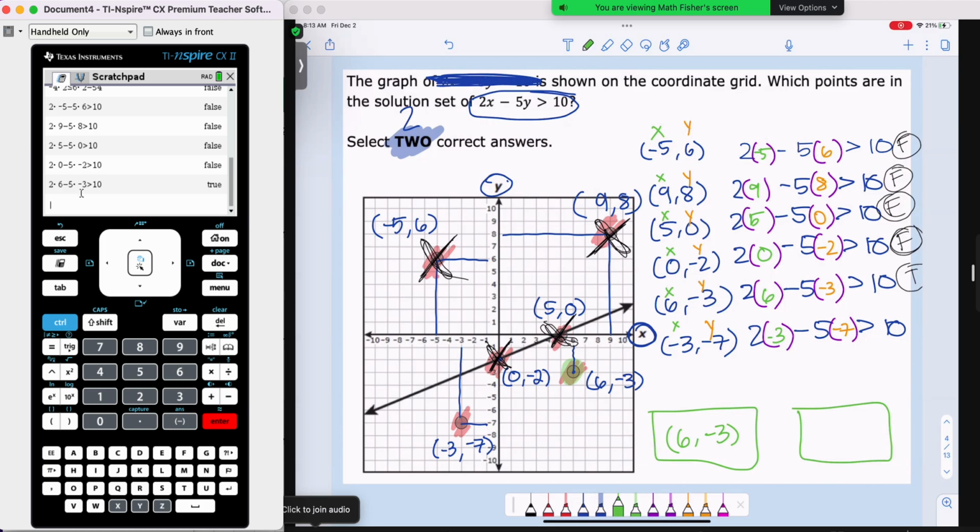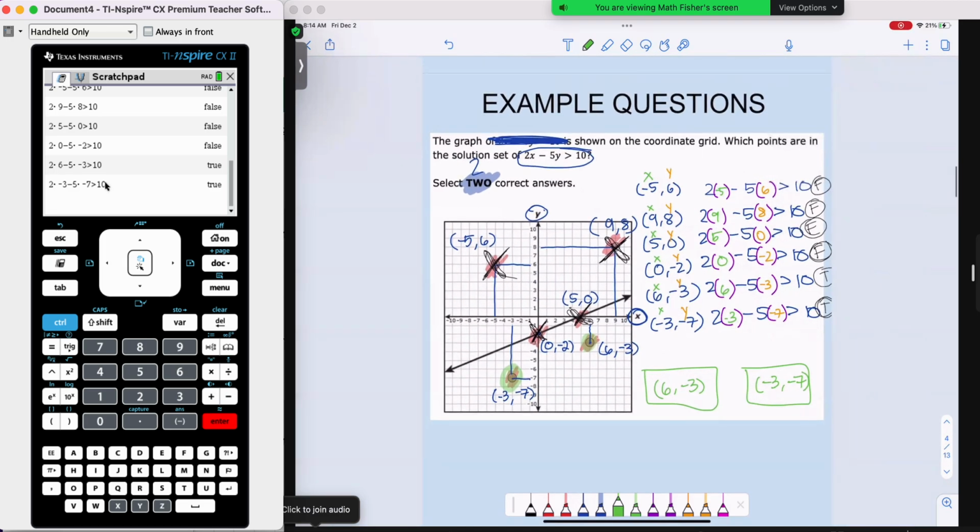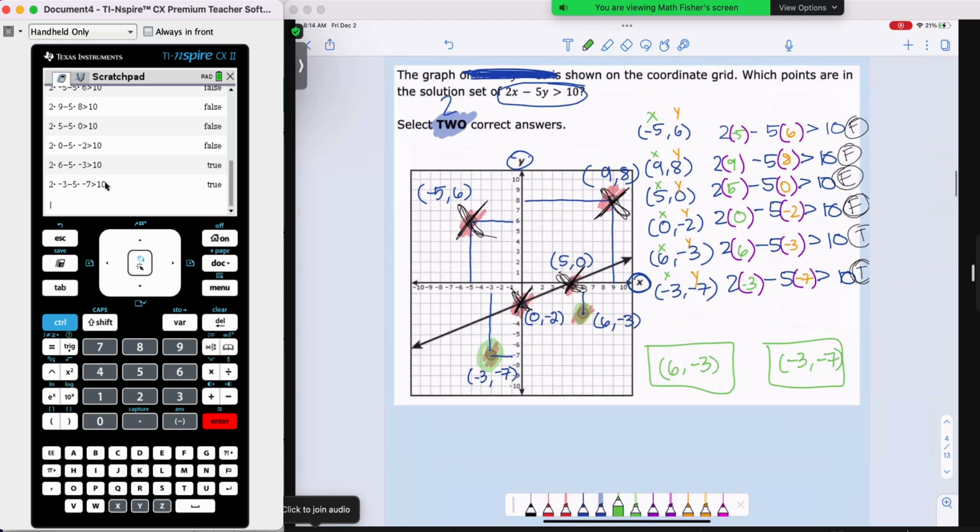And then we're going to try the last one. Hopefully it comes back true, or else that means we made a mistake. Negative 3 minus 5, negative 7. Control equals 10. Enter. That gave us true. So in my next box, I need to write the point, negative 3, comma, negative 7. And those are your 2 answers. On the test, it'll just be a click, so you'll have to click the point, but that is how you do these questions.